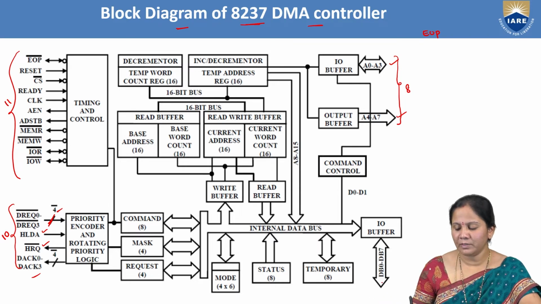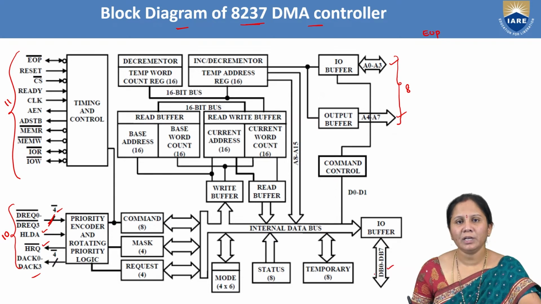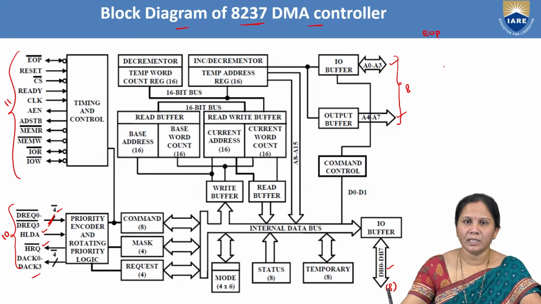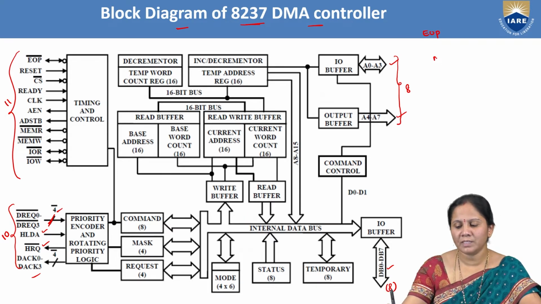And here we can observe this is DB0 to DB7. This is a bidirectional data bus which is 8-bit in size. So here we have 8 signals, that is DB0, DB1, DB2, DB3, and so on up to DB7. Along with these signals, we also have signals like NC in the pin configuration of 8237. So this NC represents no connection.